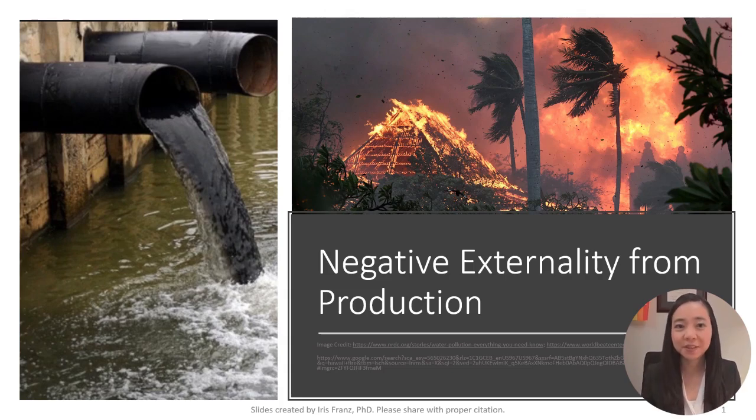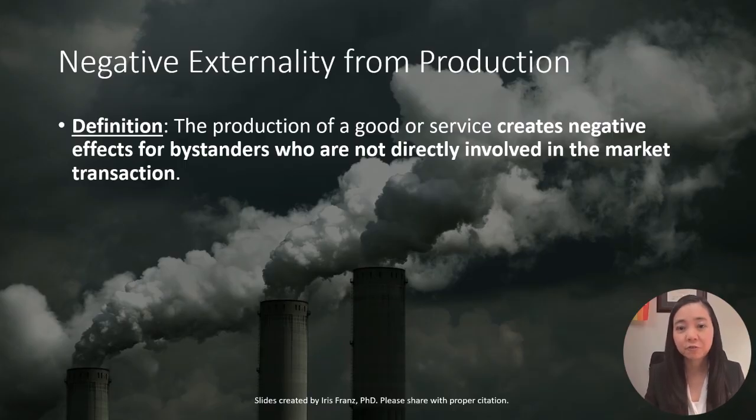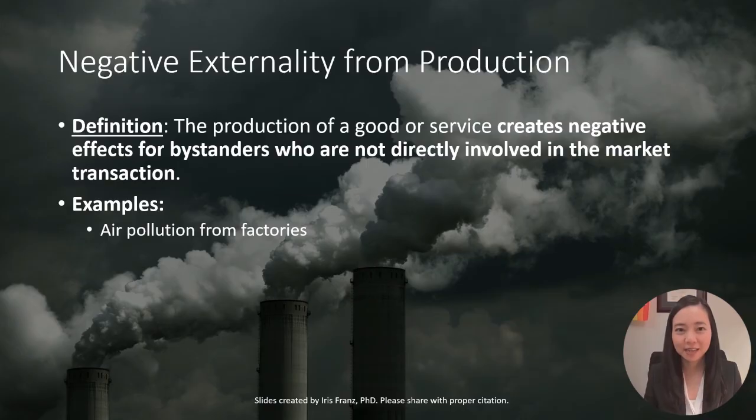Today we will talk about negative externalities from production. A negative externality from production occurs when producing a good or a service creates cost to bystanders, people who are not directly involved in the market transaction. For example, factories may cause air pollution. The factory and its consumers benefit from production, but nearby residents bear the cost of poor air quality.